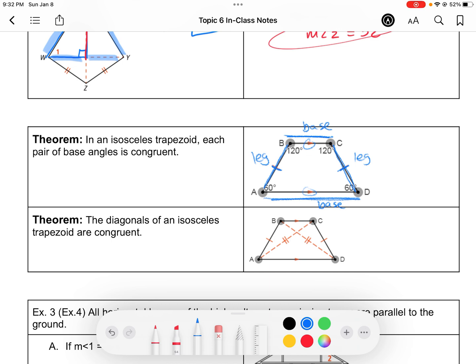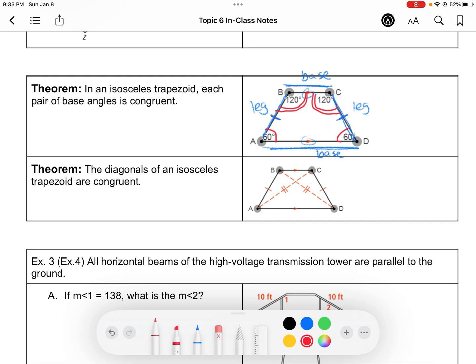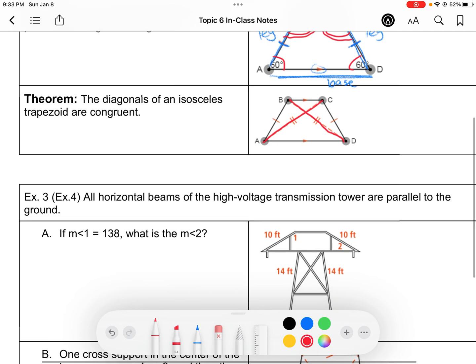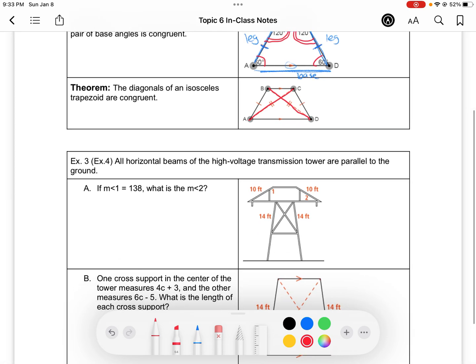So in an isosceles trapezoid, each pair of base angles are also congruent. So angle A is 60. That means angle D would also be 60. So I can mark these base angles congruent. And these top base angles at B and C are congruent to each other. Okay? We also know that in an isosceles trapezoid, the diagonals are congruent to each other. So BD, this diagonal, is congruent to CA, this diagonal. But that's only for isosceles trapezoids, when those sides that are not bases are congruent.